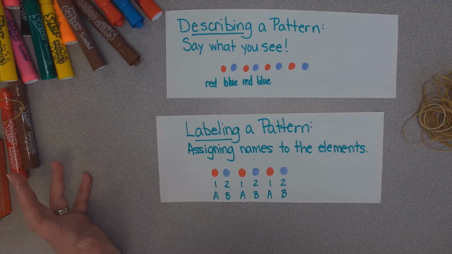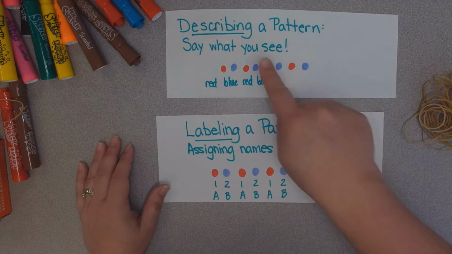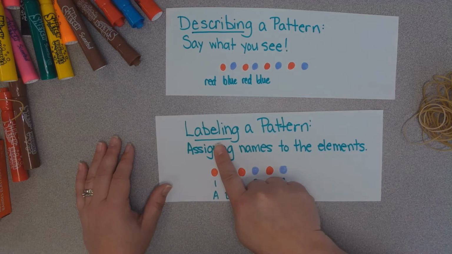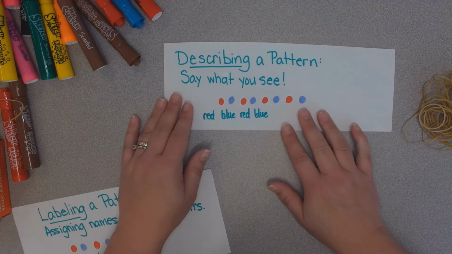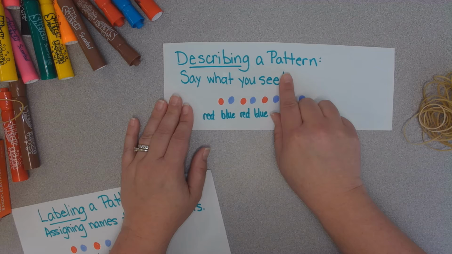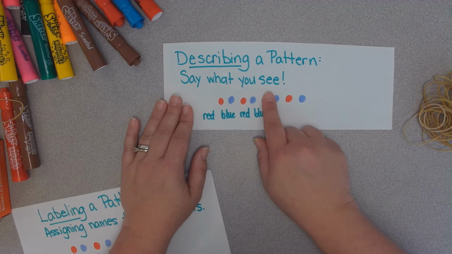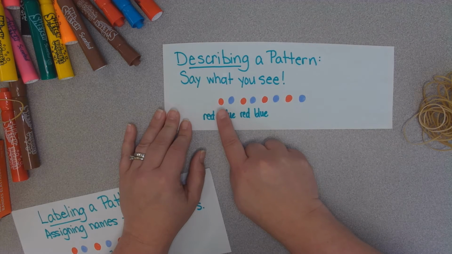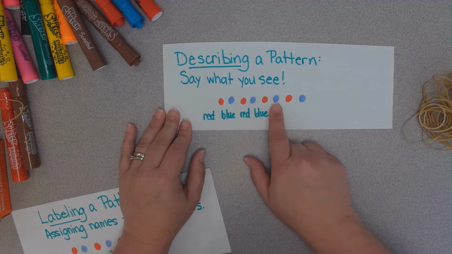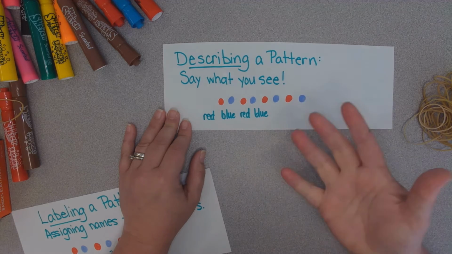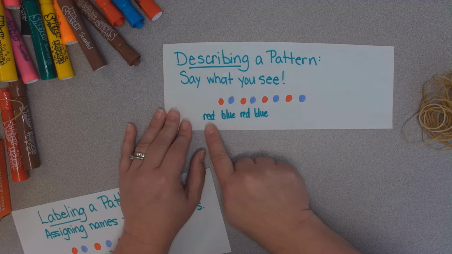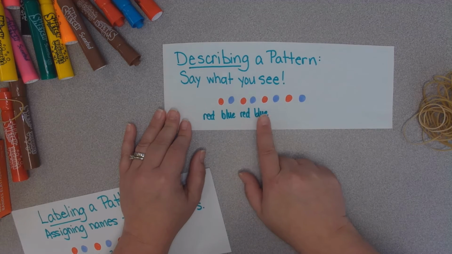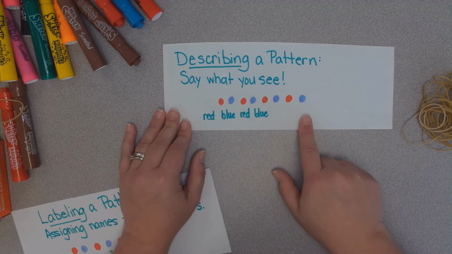Hi boys and girls. In this video we're going to talk about describing a pattern and labeling a pattern. So the first one we're going to talk about is describing a pattern, which means say what you see. So here I have a pattern that goes red, blue, red, blue, red, blue, red, blue. And guess what? That's how you describe it.